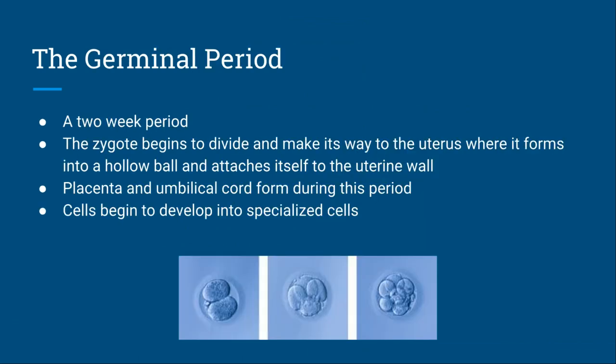The germinal period occurs during the first 2 weeks. During this stage, the zygote begins to divide and make its way to the uterus, where it forms a hollow ball and attaches itself to the uterine wall. The placenta and the umbilical cord are also formed during this first stage. The placenta is a specialized organ that provides nourishment and filters away the baby's waste, and the umbilical cord is what connects the developing baby to the placenta. Once 8 cells have been formed, the cells begin to differentiate into specialized cells, including skin cells, heart cells, and stem cells.